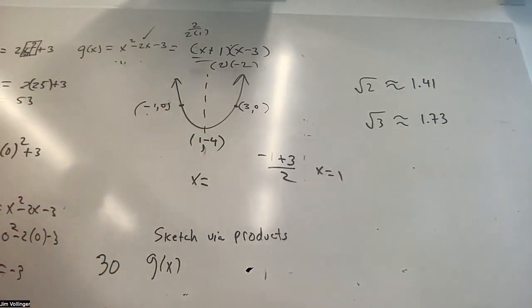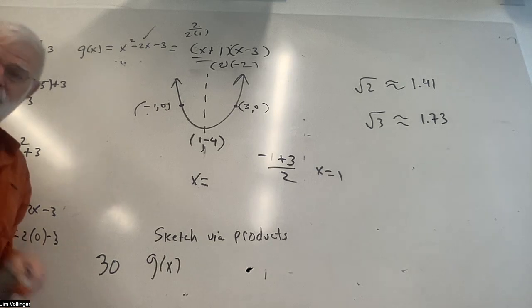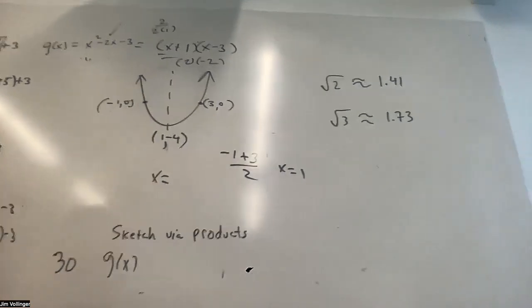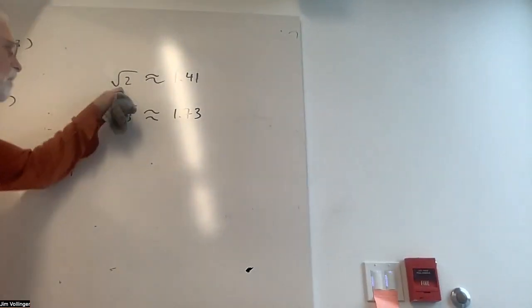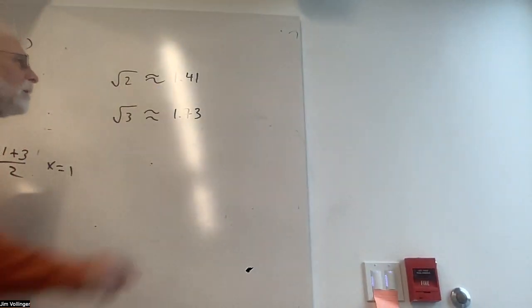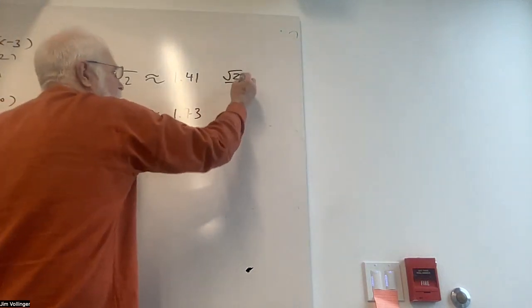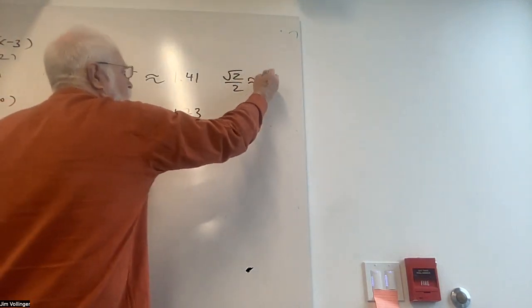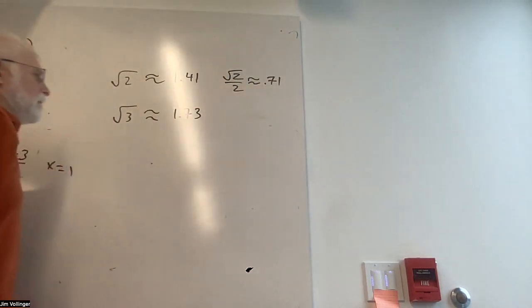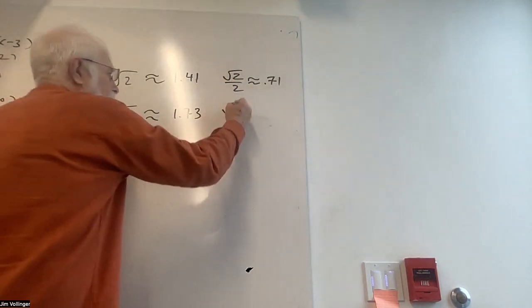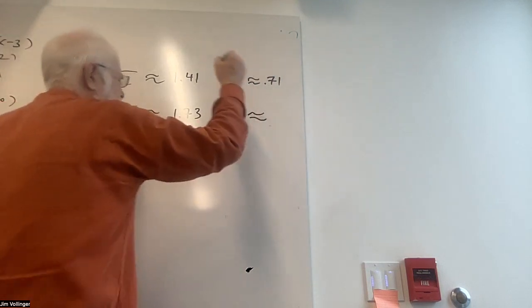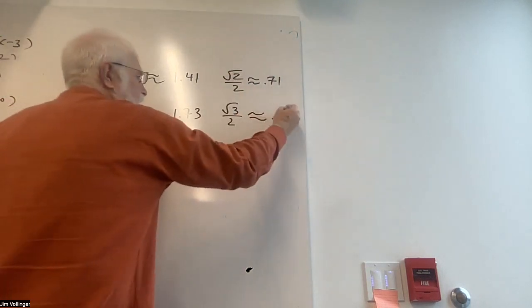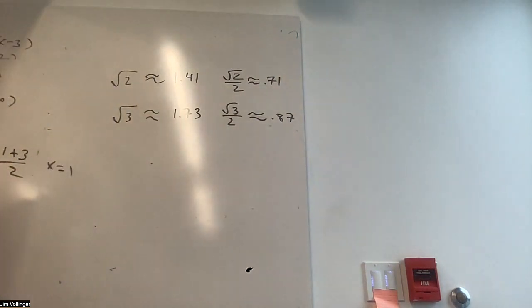And that's that. So I sketched from the product perspective, which I hope you did a lot of in Algebra 1. All right, so one more time. You heard it before at the beginning of the video. The square root of 2 is approximately 1.41. So why don't we cut that in half? And that's approximately 0.71 on a calculator. Let's cut that in half. We're going to be cutting these in half a month from now, significantly. And that's about 0.87. That's good enough. Got to have a feel for numbers.